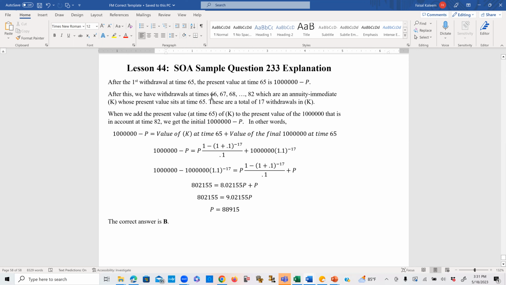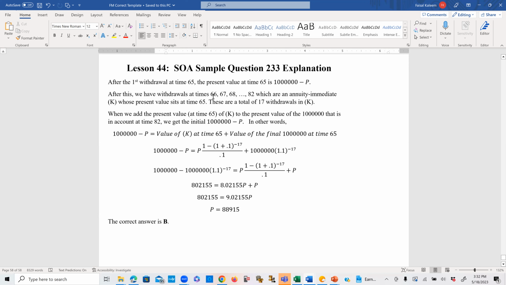The present value of this annuity immediate will sit at time 65, because we know that the present value of any annuity immediate sits one period before the first payment. Remember, we are considering the part that starts at time 66. The first withdrawal was lumped together with the present value at that time, so that's not our first payment of consideration. We are considering the ones that start at 66, and their present value sits one period before, at 65, and that's what we want.